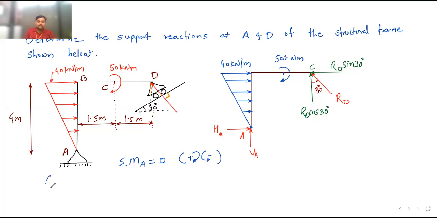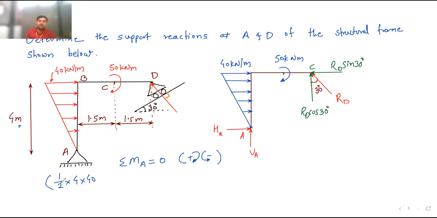So first of all, I need to convert the triangular load into the point load. So how do I convert this triangular load into the point load? I should take the area of this triangle. So area of the triangle is half into base into height. Because this is 4 meter, they have already given to us 4 meter height. So half into base into height, it is the conversion of UVL into the point load.